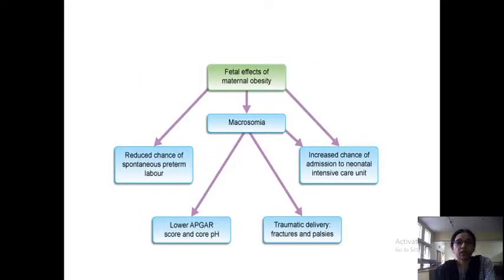So the fetal effects of maternal obesity usually include macrosomia, lower Apgar scores, and reduced chance of spontaneous preterm labor. Once it is a macrosomic baby, there is always an increased risk of a traumatic delivery with increased incidence of birth injuries. So there could be fractures, Erb's palsies, brachial plexus palsies. All those birth injuries are usually encountered once the babies are macrosomic, and also there is an increased chance of admission to NICU.